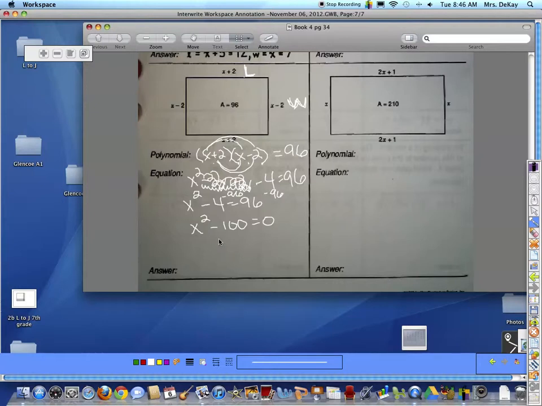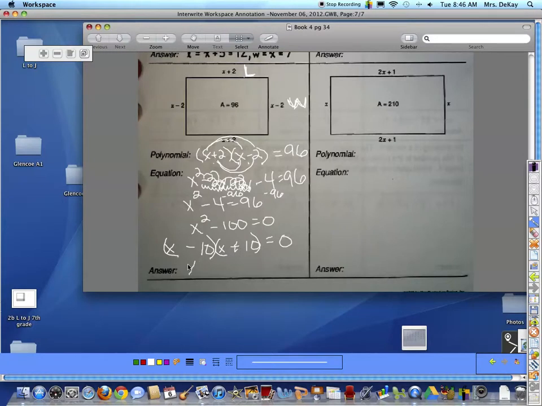Come on, you guys know what to do with that. You can factor it. How can I factor it? 10 and 10. Good job. It's got to be the same, doesn't it? 10 and 10. What do I know about the signs? One has to be negative and one has to be positive.